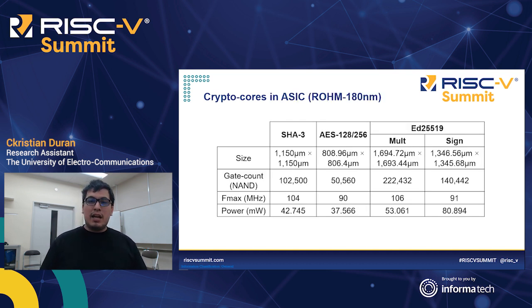In ASIC, utilizing ROM 180 nanometers, each one of the crypto core accelerators occupies probably 1 millimeter squared. The Ed25519 multiplication is the biggest of all the crypto accelerators, and this is caused because of the memories occupied, roughly two times that of the SHA-3 module right here. The signing part of the Ed25519 is the second biggest. There is an equivalent of 140 kilogates. And lastly, the AES is the smallest of all, with only 50,000 equivalent gates.